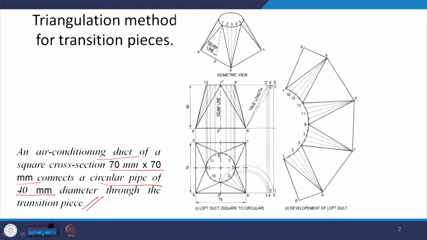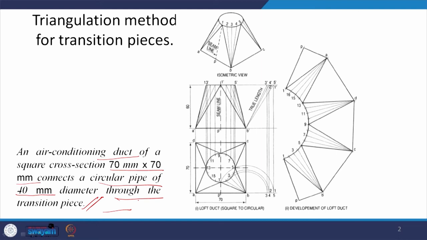Now, if we have to design that transition piece, just before we start to draw, if you have seen those air conditioning ducts, what are they made of? They are made of thin metallic sheet. So, this sheet is folded. Now, these ducts come in standard sizes. So, this duct of 70 mm by 70 mm square cross section would be a standard duct. This pipe of 40 mm diameter would also be a standard pipe.